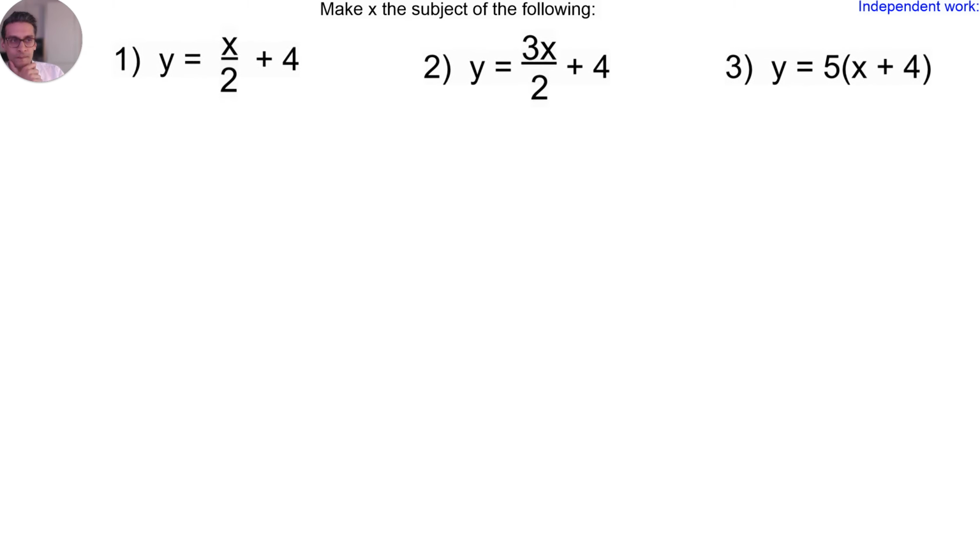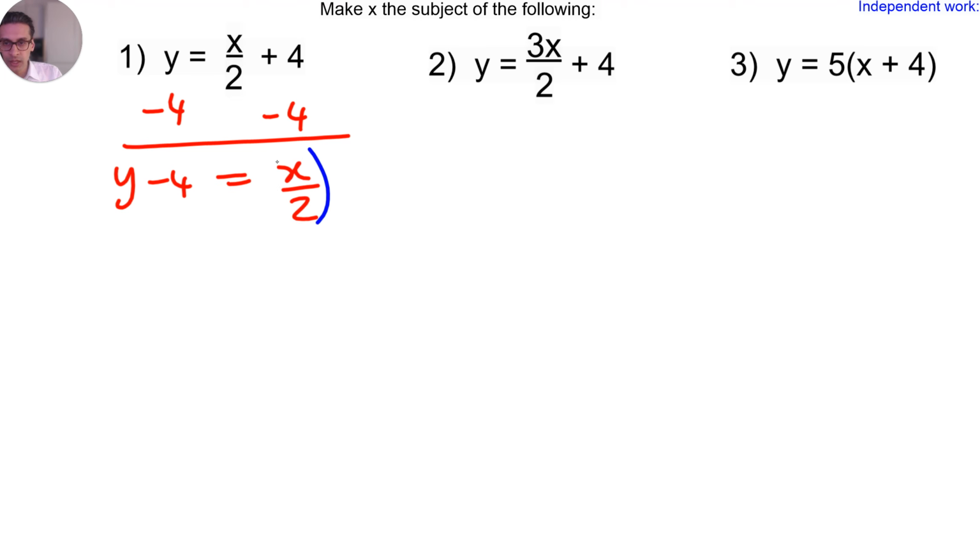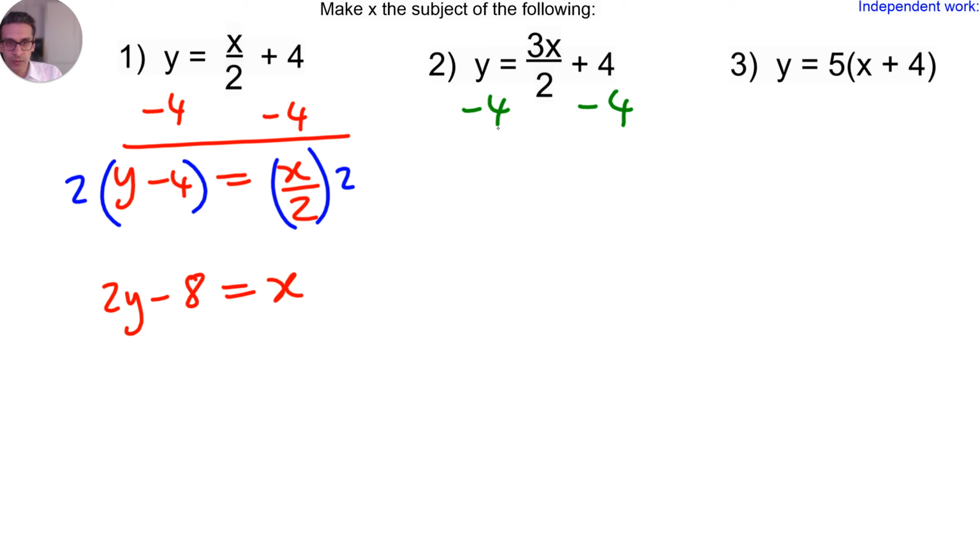So question 1. I'm going to go at a fair pace here because I have explained all of the techniques in previous videos. So this is going to be quite quick. We want to make x the subject for all questions. So take away 4, take away 4. So get y minus 4 equals x over 2. Then we're going to multiply that by 2, multiply that side by 2. So we end up with 2y minus 8 equals x. That's your answer.